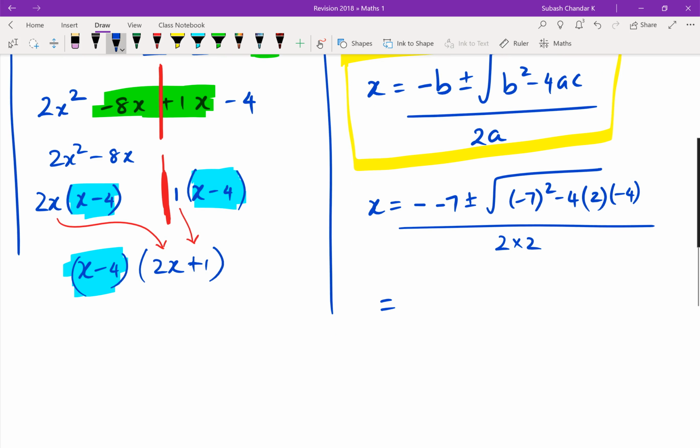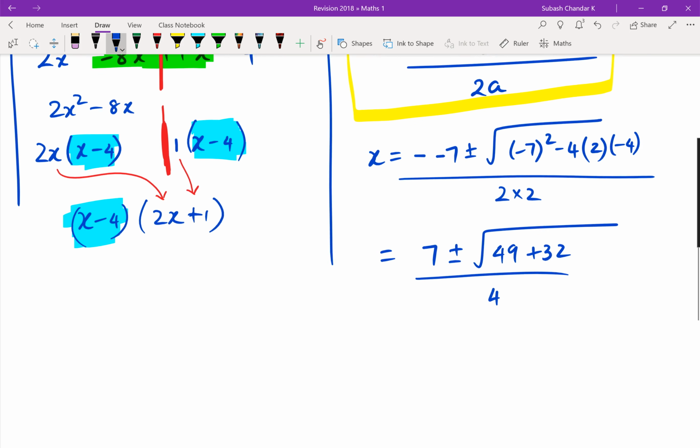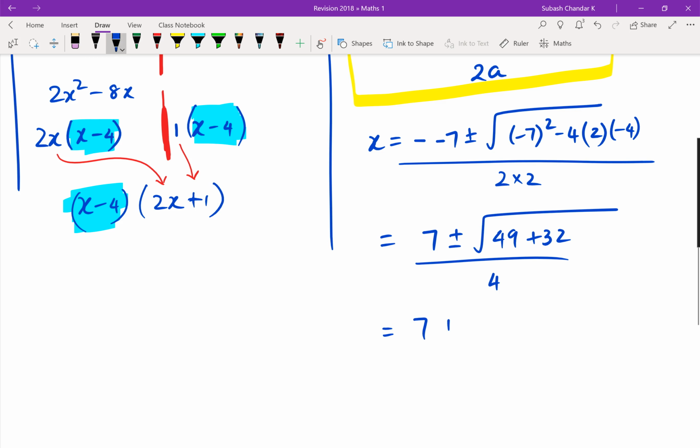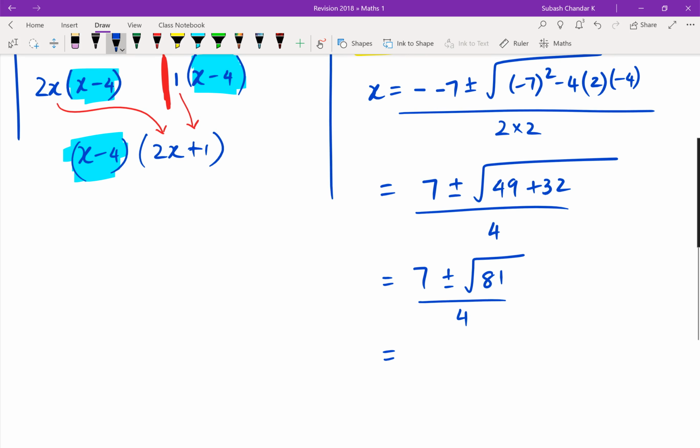Okay? So if I was to do this, I got minus and minus, which makes plus. So 7 plus or minus, negative 7 squared is 49. And I've got minus 4 times 2, which is 8, and then 8 times 4 is 32, but it's plus 32, divided by 4. Now remember, I told you guys will get nice numbers. So 49 plus 32 is 81, and the square root of 81 is 9. So you got 7 plus or minus 9 over 4.